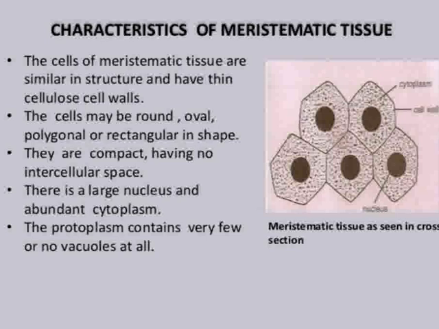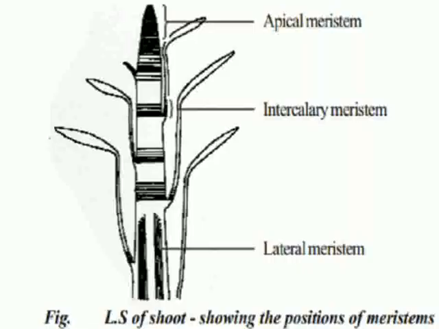Now let us discuss the various types of meristematic tissue. In this figure, this is the geometrical representation of the LS of the shoot system, which shows various types of the apical meristems. The meristems which occur at the tip of the root as well as at the tip of the shoot are called the apical meristem. The root apical meristem occupies the tip of the root, while the shoot apical meristem occupies the distantmost region of the shoot axis.